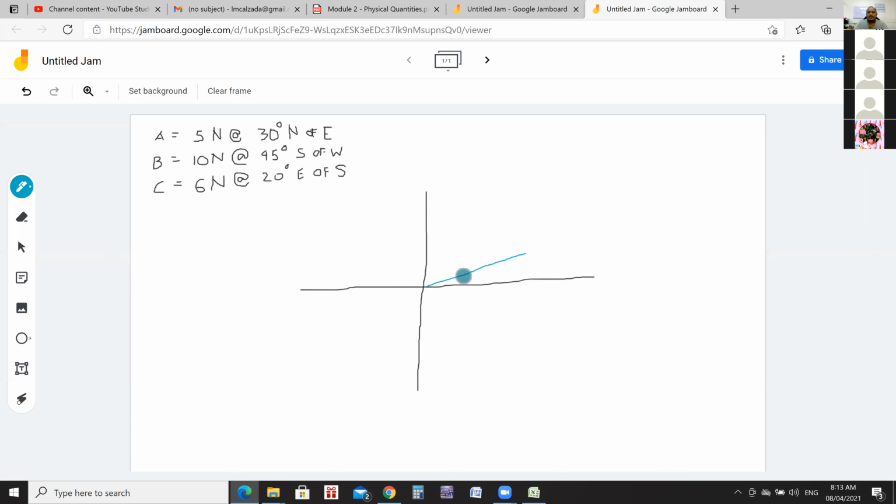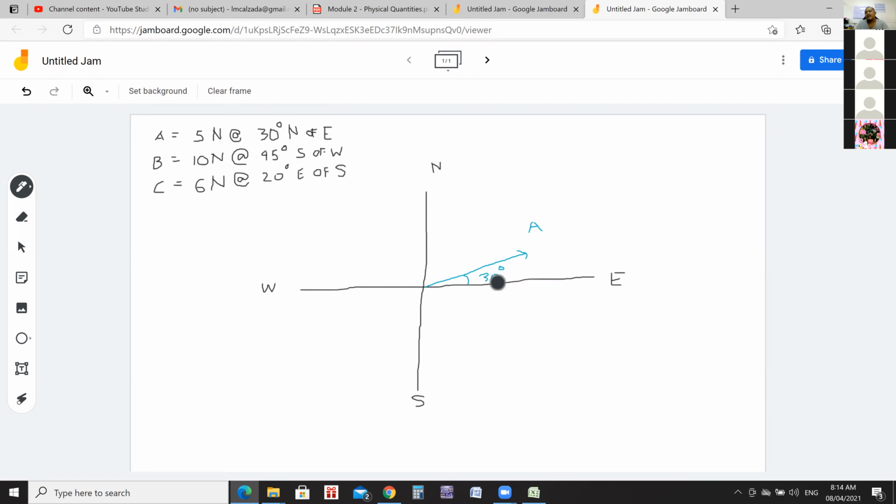Okay, that is it. This is at 30 degrees. Say for example, this is vector A. Next, we'll go to vector B, 10 Newton, 45 degrees south of west. Let's go back. If you look at this, this is our y axis, but actually in terms of direction, this is north, this is east, this is west, this is south. So it is 30 degrees north of east.